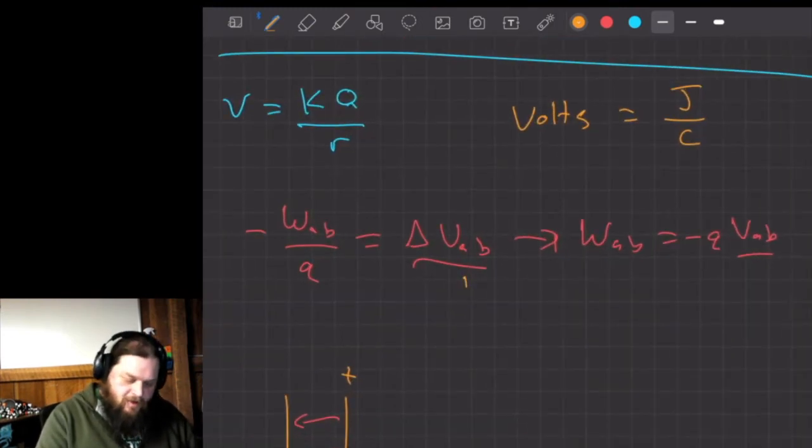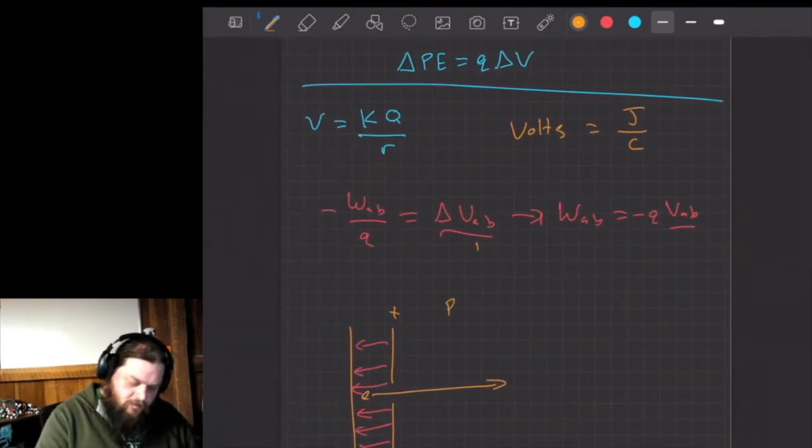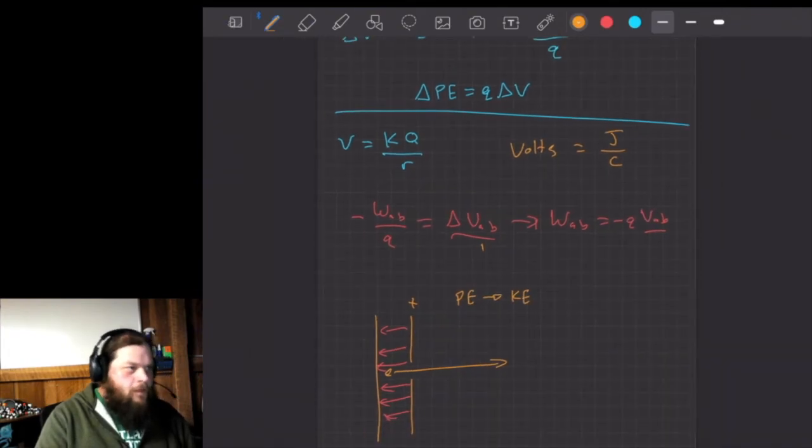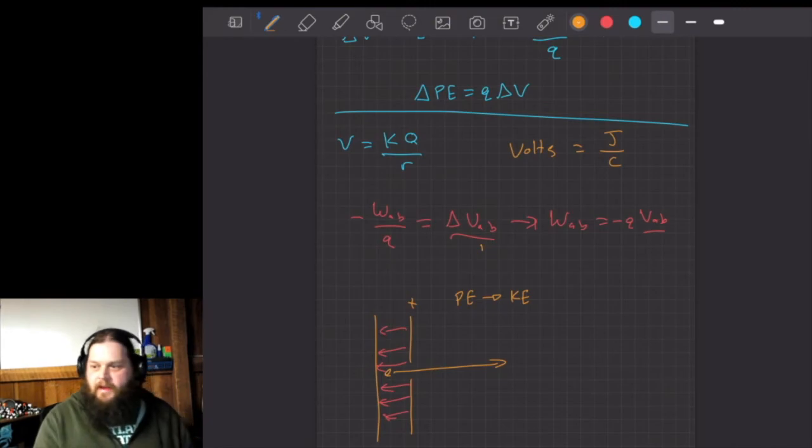turning potential energy into kinetic energy. And we're going to explore that in these problems here.